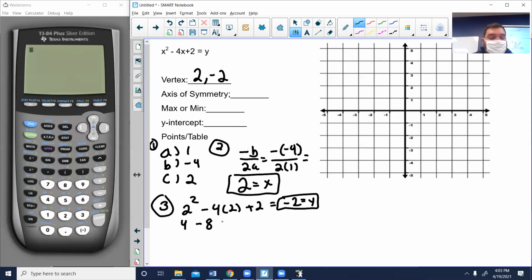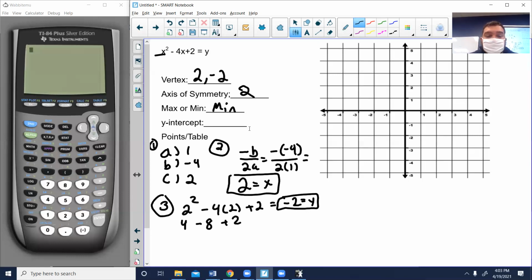4 minus 8, yes. The axis of symmetry is just the x, so the axis of symmetry is just the 2. Now, the A is a +1. So is it going to look upwards or downwards? Upwards. So you have a minimum or a maximum? A minimum. You have a minimum. Min would be positive.